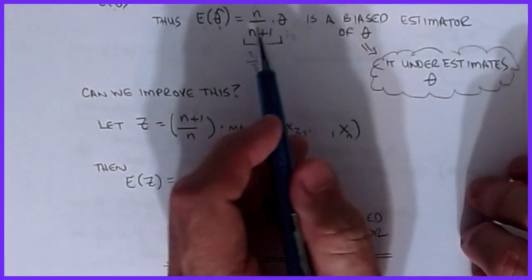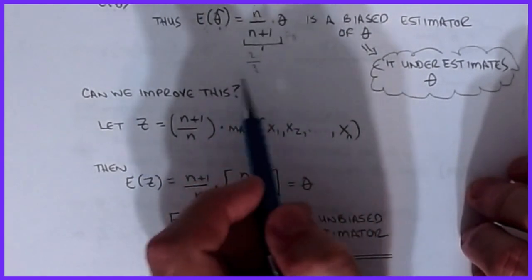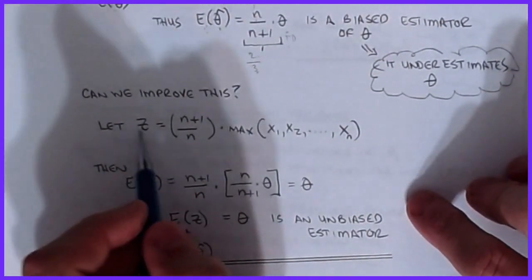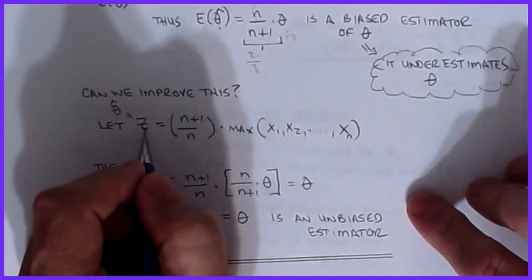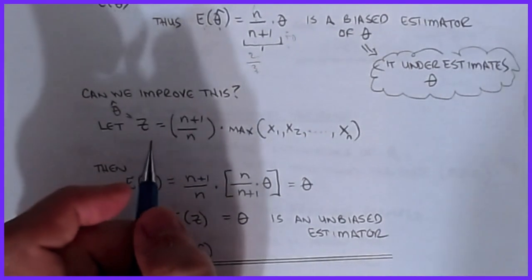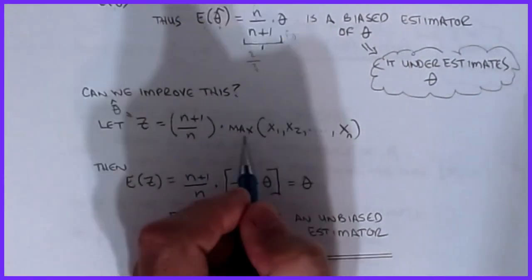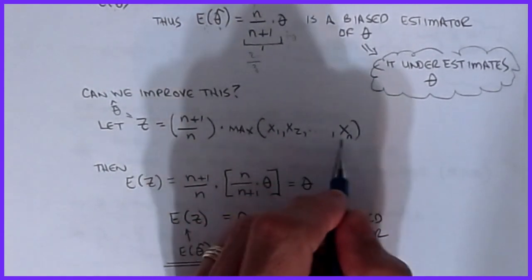We declared that when we started doing our experiment. Okay, so if that's the case, now maybe there are some things that I can do. So let's try this one. Let's define a new estimator. Again, this is my new theta hat, as some variable z, and that's going to be equal to (n+1)/n times the maximum value of x1, x2, through xn.